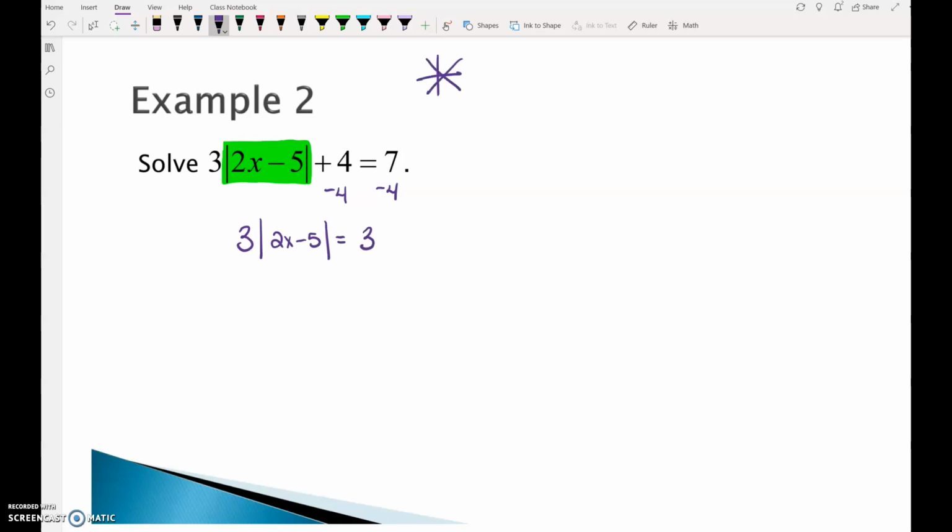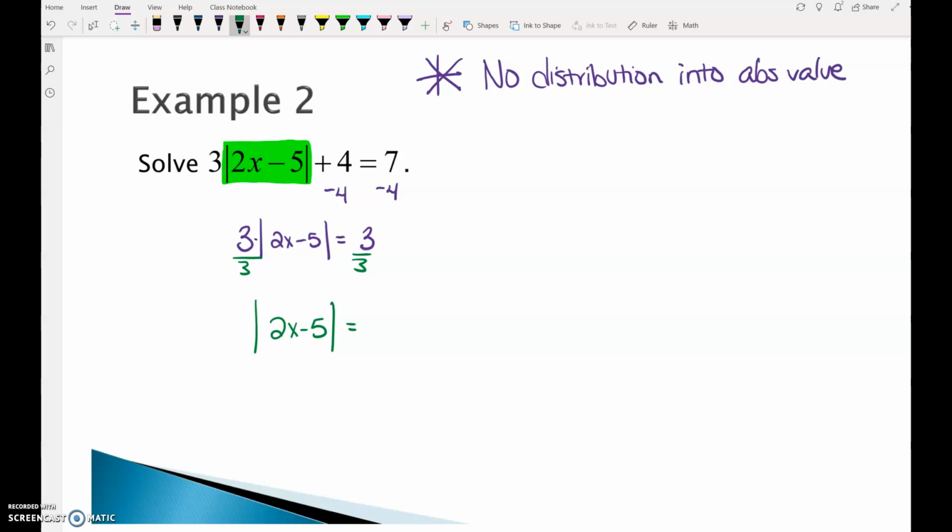Another thing you need to definitely know, no distribution into absolute value. Absolute value is kind of like a set of parentheses, except you can't distribute into it. So we cannot distribute the 3. We need to get rid of that 3 in another way. This is 3 times the absolute value. How do we undo times 3? Divide by 3. So the absolute value of 2x minus 5 equals 1.